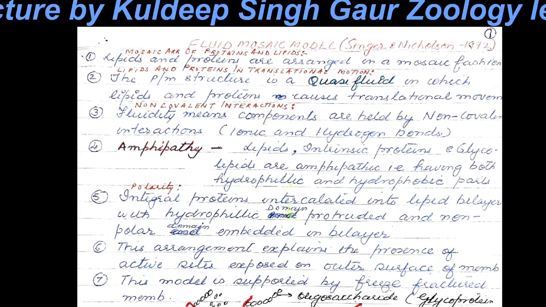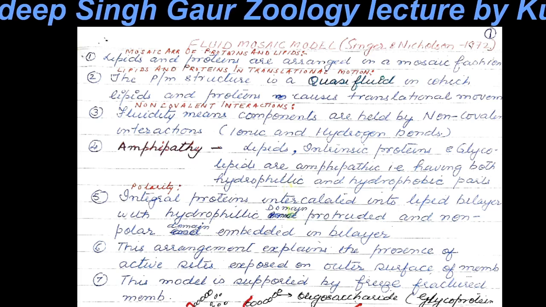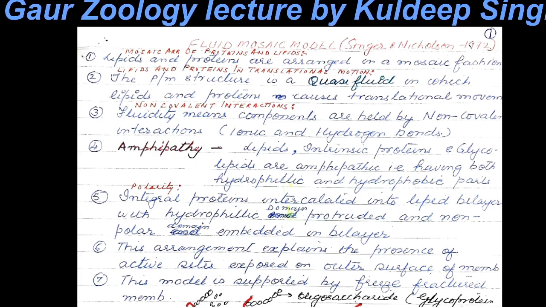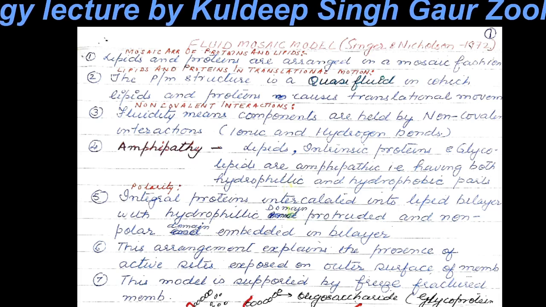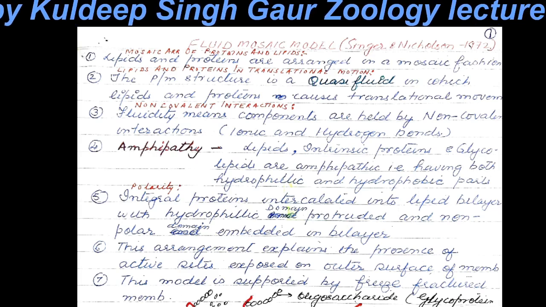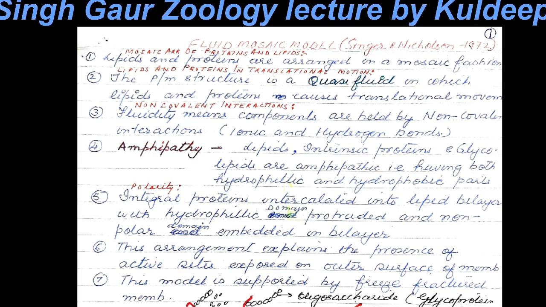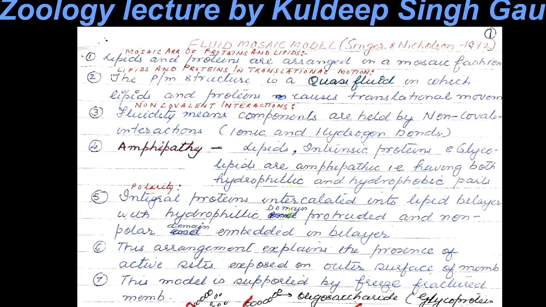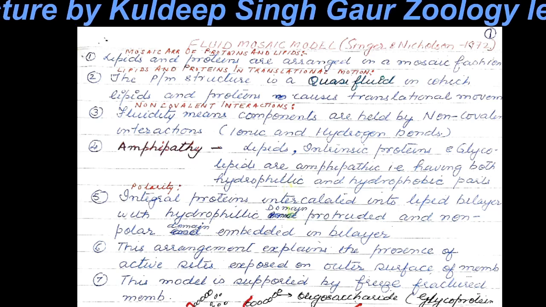And these non-covalent interactions are ionic and hydrogen bonds. Had they been held by covalent bonds, the structure of the plasma membrane would have been a rigid one. But since ionic and hydrogen bonds are prevalent in the plasma membrane, the fluidity of the plasma membrane can be explained by the presence of these two kinds of bonds, which are not so rigid.